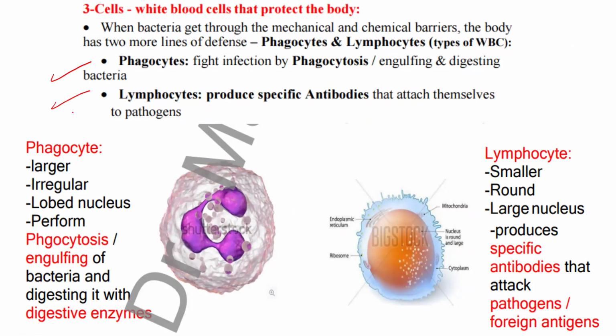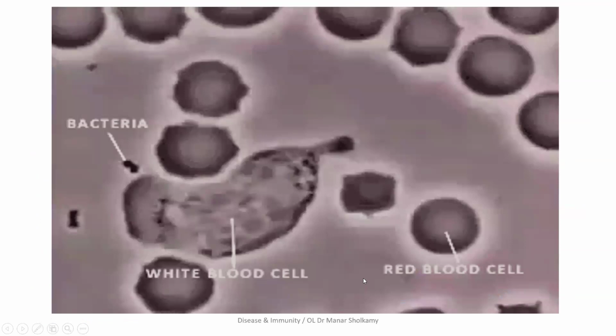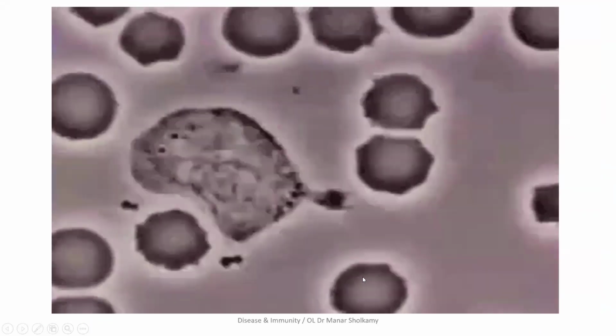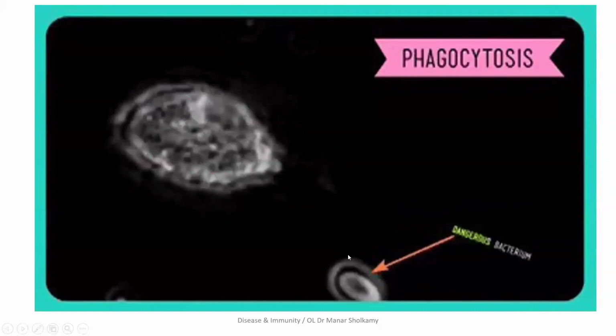Now we finished this. This is what I started off with, by the way. And don't forget the structure. They give you pictures and they will tell you A or B is a phagocyte. You should know. B is a lymphocyte. Okay, I think we saw this picture. It should move. It's not. Here is the phagocyte doing phagocytosis, engulfing. Don't forget the keywords. Digestive enzymes.